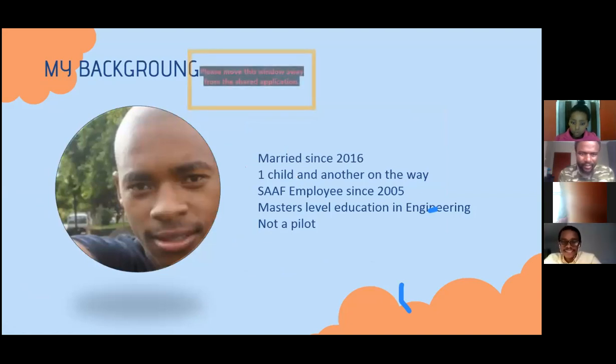Okay, so my name is Khwezi Toni, as you've all heard. I work for the Defense Force, specifically the Air Force. I've been married since 2016 now. I have one child, a girl, and I have another girl on the way. She's due on the 17th of August. So I'll be a father of two soon.